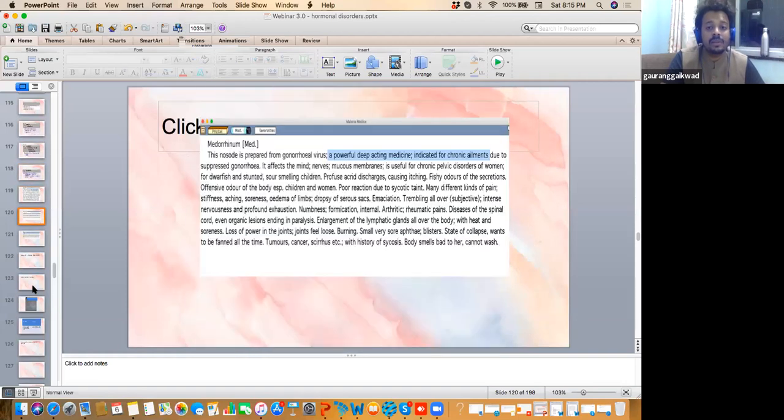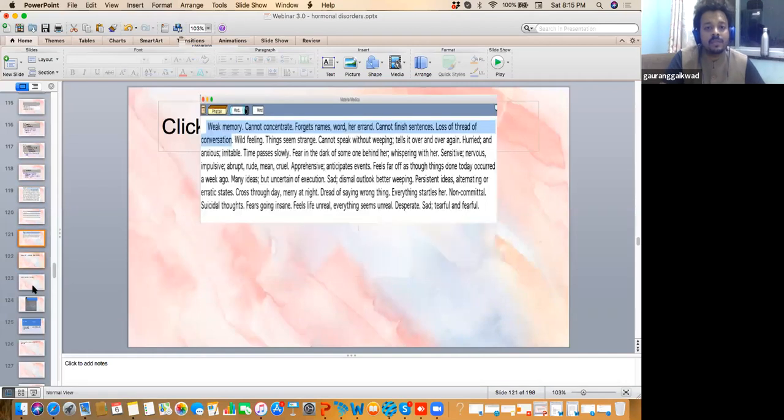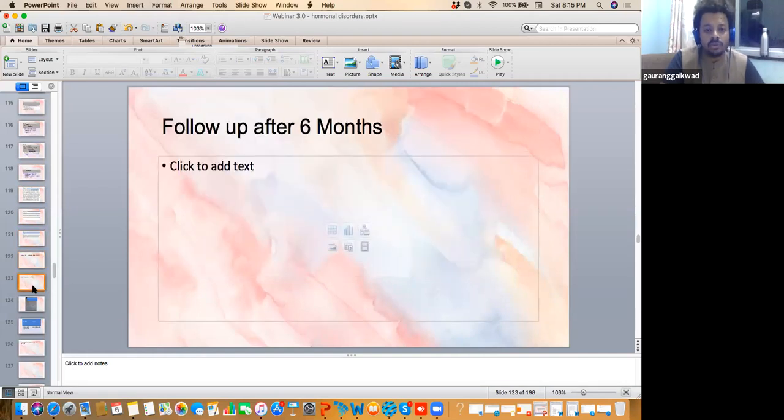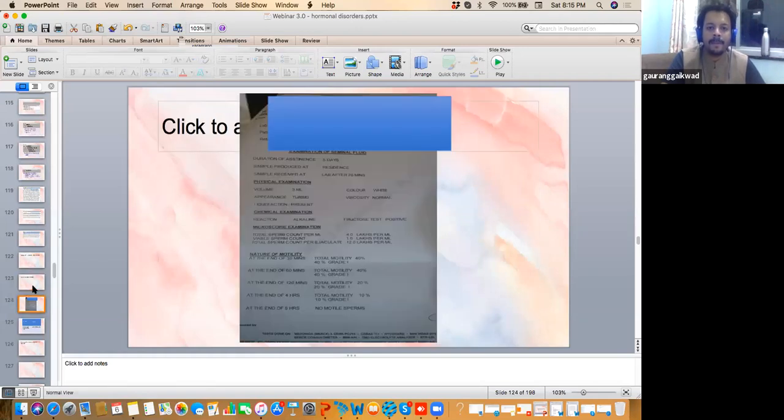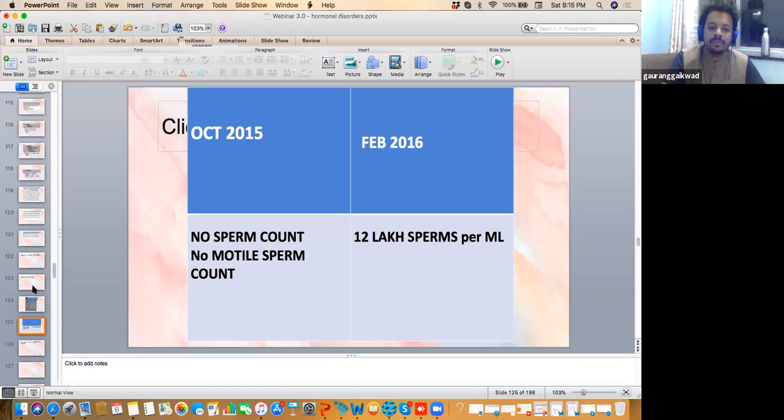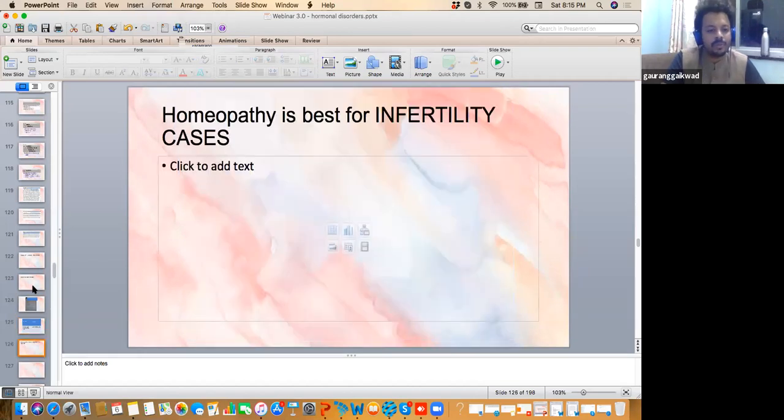So that's what I gave: Medorrhinum 1 mg, 2 doses. And at the end of 6 months, beautifully, the sperm count came back to normal. This is homeopathy. And homeopathy is beautiful for this kind of disorder.